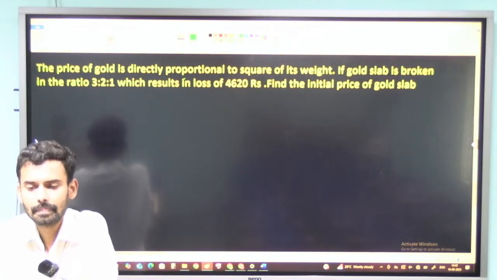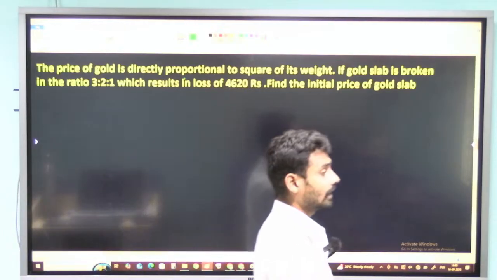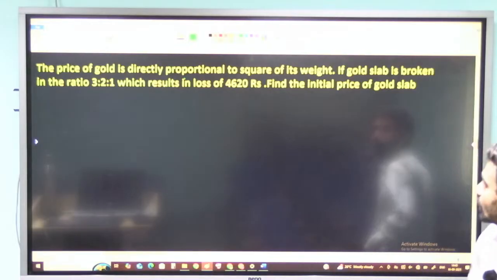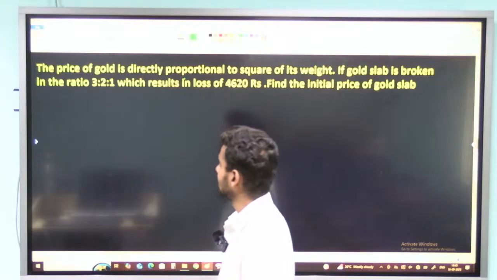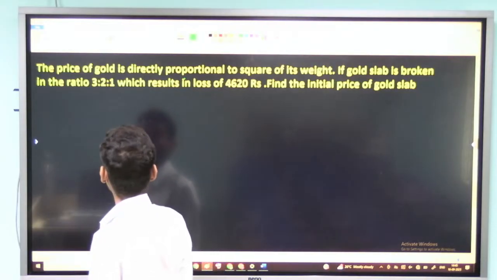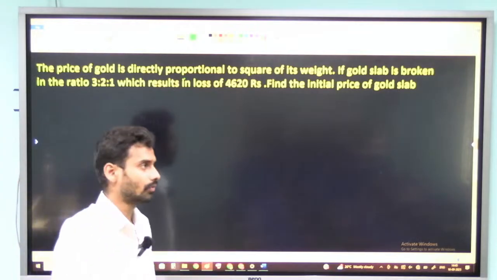Next question. The price of gold is directly proportional to the square of its weight. If a gold slab is broken in the ratio 3 is to 2 is to 1, which results in a loss of 4,620 rupees, find the initial price of the gold slab.